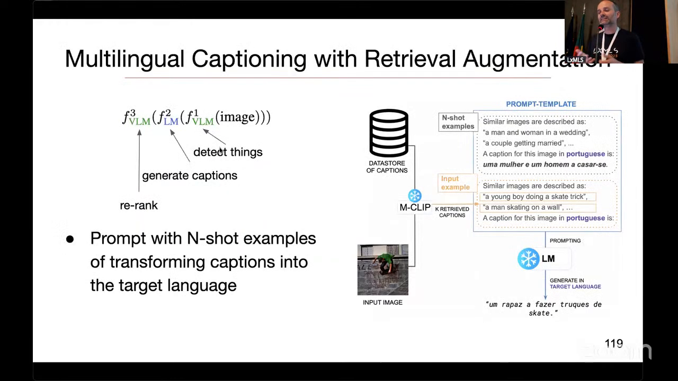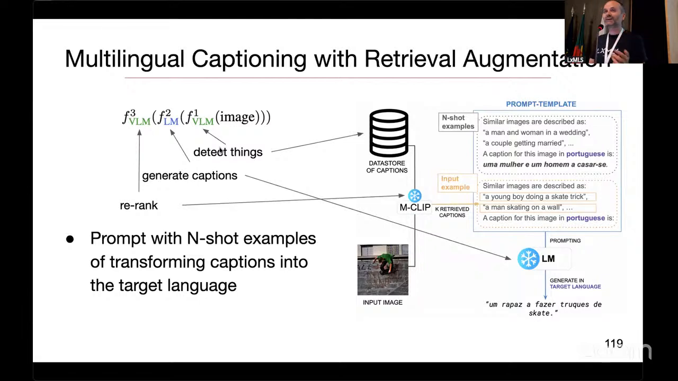And so when we applied this to image captioning in a multilingual setting, we followed a really similar format for this. We have our image, we detect things, and we generate captions, and then we re-rank them. And we do all this by prompting a frozen language model with examples of how to work with this data. So in our case, we detect things by taking the image and finding nearest neighbor captions using a multilingual clip model. We generate captions using a prompt to the LLM, and then we re-rank using the multilingual clip model again. So we're continuously reusing components from this.